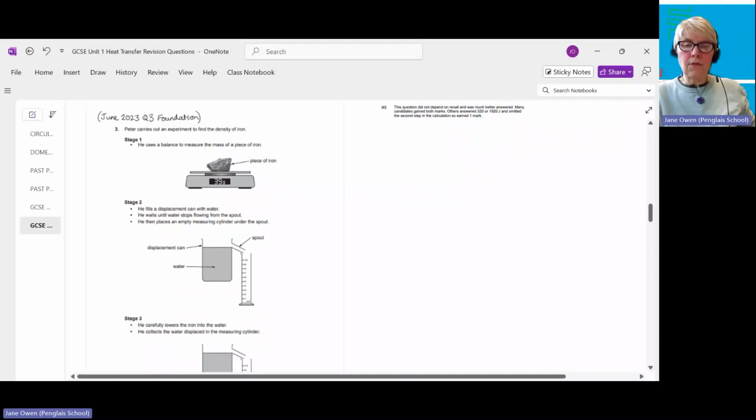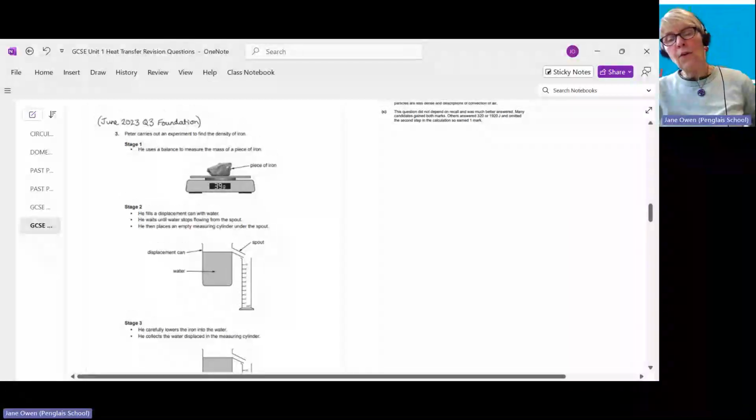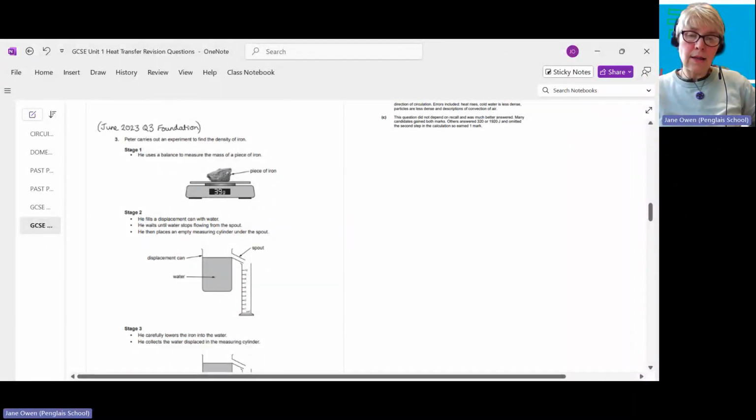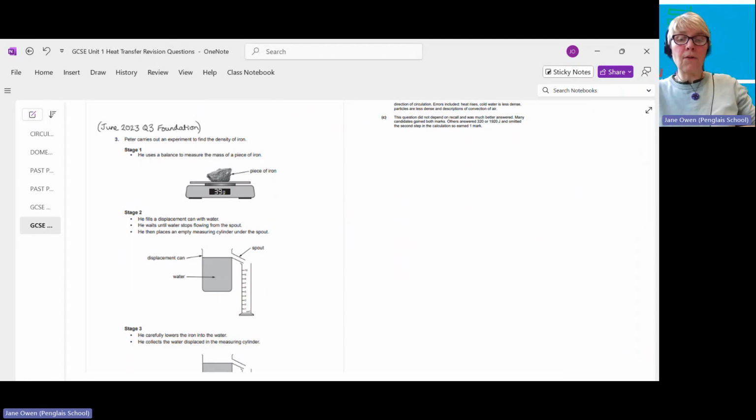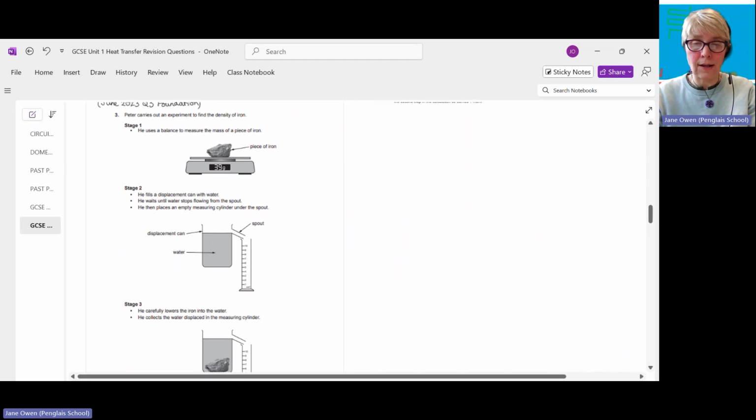Okay, nice little foundation question here. Peter carries out an experiment to find the density of iron. He uses a balance. Now, if you were doing higher, they would probably say, Peter carried out an experiment to find the density of iron. Describe a method to do this. And you would basically put all of those different stages in.